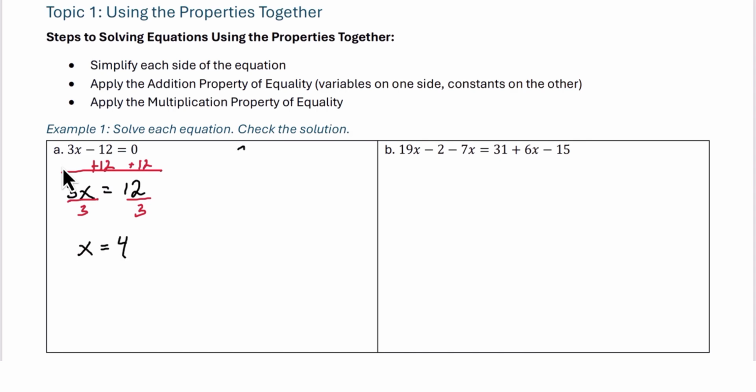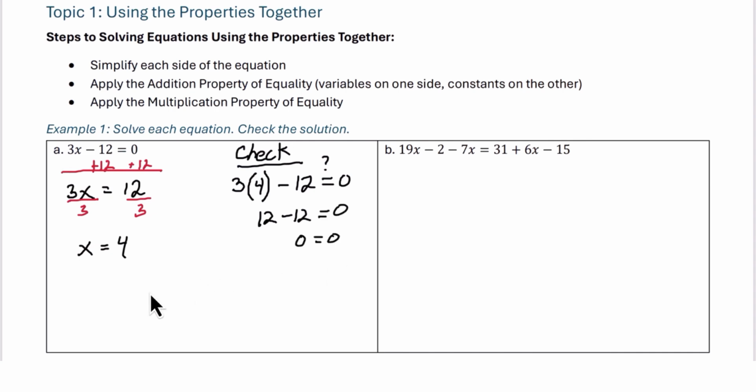Once we have our answer, we can check. Remember, we're going to go back to the original equation, copy it, but every time we see an x, we're going to replace it with what we think x is. And we're asking, is this equal to 0? 3 times 4 is 12. 12 minus 12 is 0. We get a true statement, which means our answer 4 is correct.